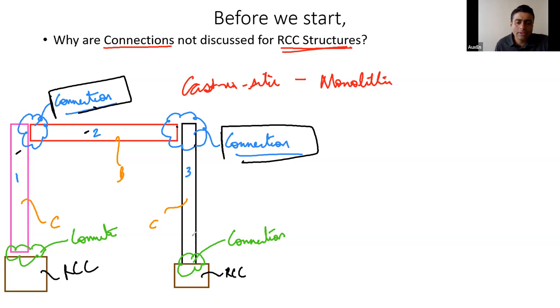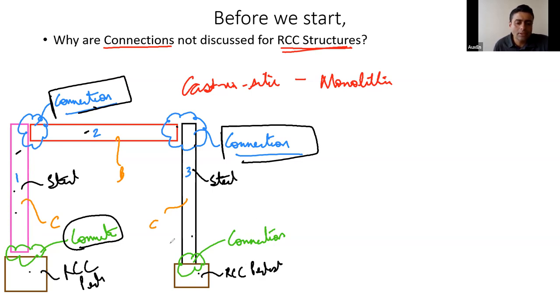But between three and RCC, and between one and RCC, what was the difference? This was steel, and this was an RCC pedestal. So these were two different materials altogether, and here also I had to provide a connection. Similarly, member number three was steel, supported by an RCC pedestal, so here also I had to provide a connection.